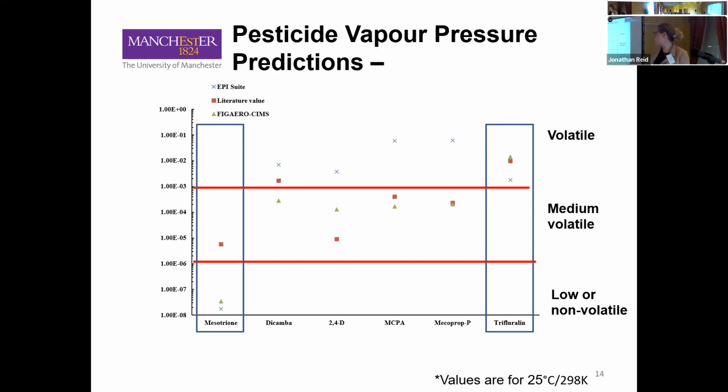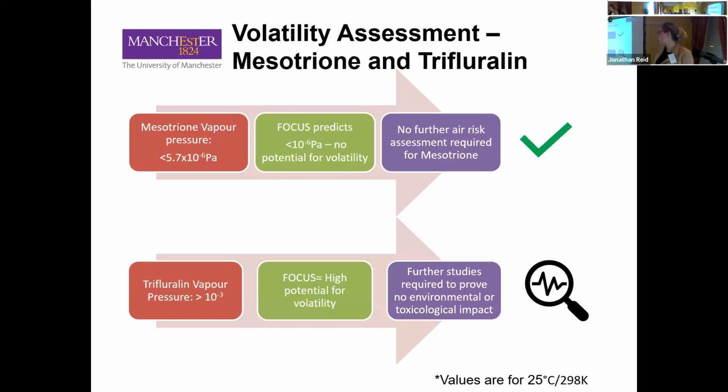Mesotrione is interesting because this is the literature value, but the value that I've measured using the CIMS is much lower, so that would consider it as low or non-volatile. Whilst on the other hand, trifluralin is completely different and is seen as quite volatile by all three of these methods. From this, with mesotrione, we've seen that it's a value of less than 10 to the minus 6, and FOCUS would predict no potential volatility, so no further risk assessment is required for mesotrione.